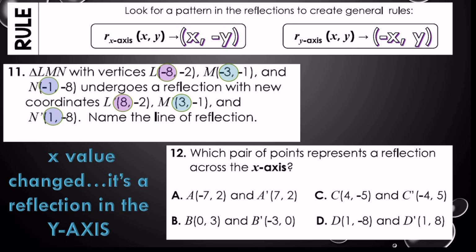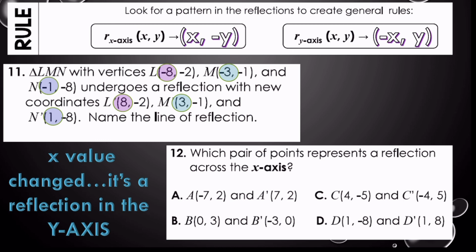Okay? So look at this one. Remember what we're saying. If the x stays the same, but the y changes, I went over the x. If my y stays the same, but my x changes, I go over the y. So whatever's staying the same is what you're reflecting over. Okay, think of a mirror shows you what you're looking at. So what's staying the same? Okay, that's what you go over.